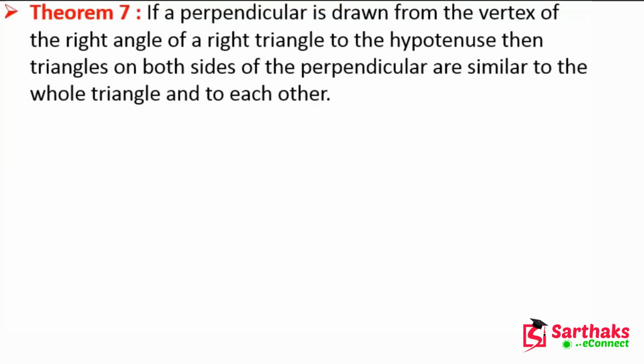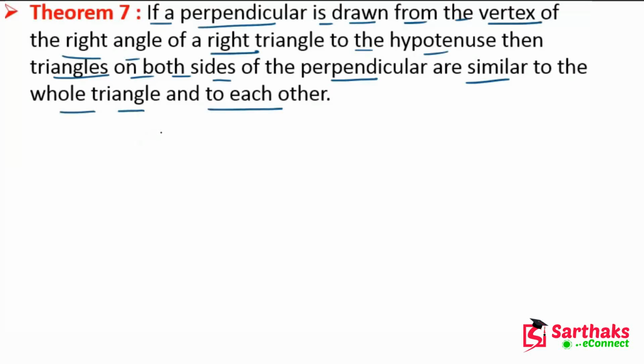if a perpendicular is drawn from the vertex of the right angle of a right triangle to the hypotenuse, then triangles on both sides of the perpendicular are similar to the whole triangle and to each other. So this statement says that, let's suppose we have a right triangle like this, ABC, right angle at point B.